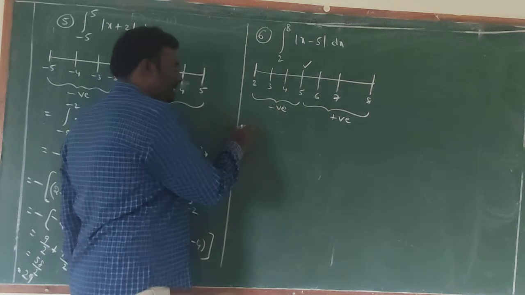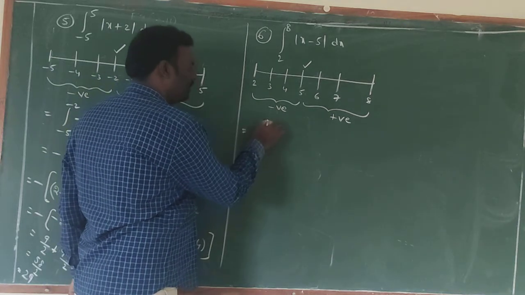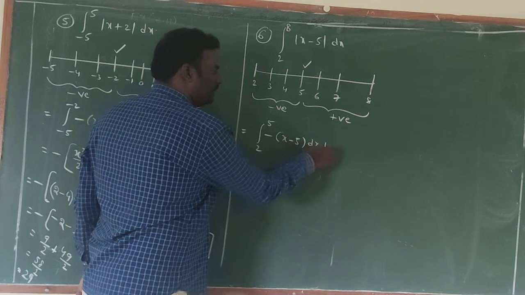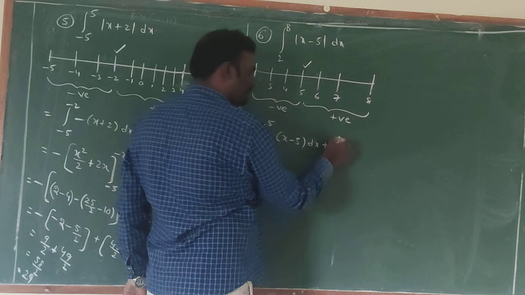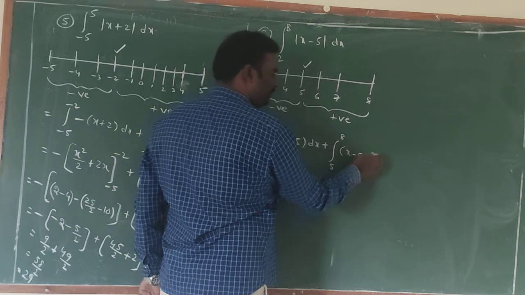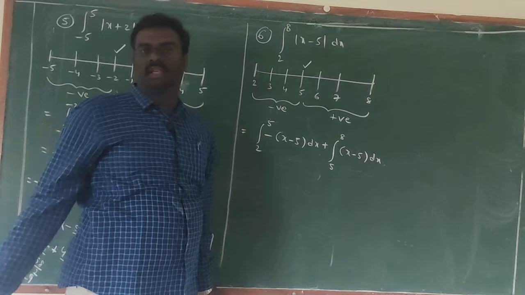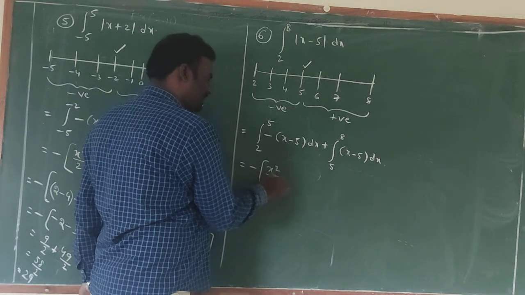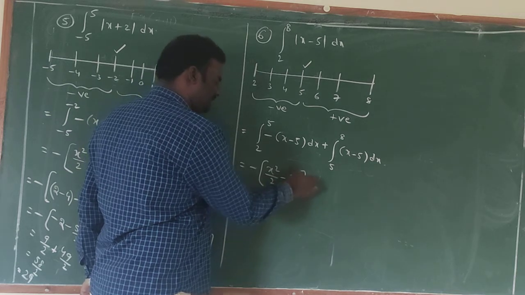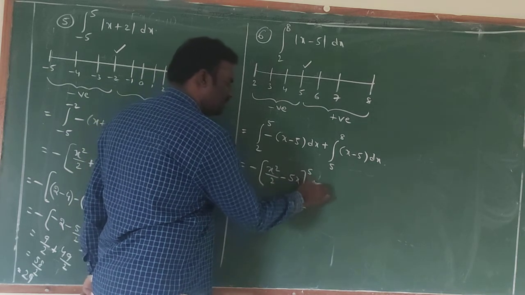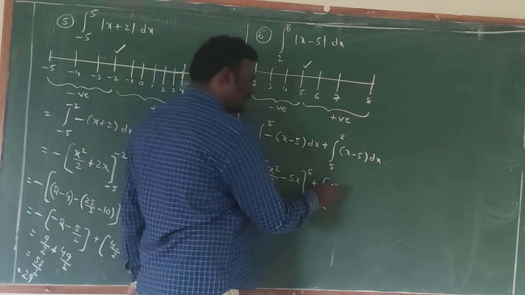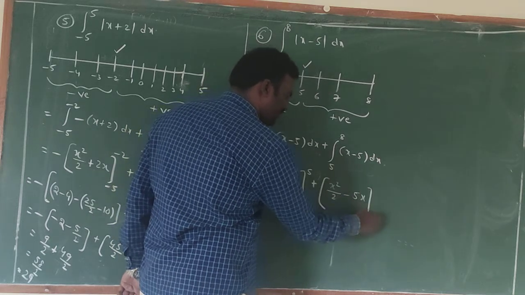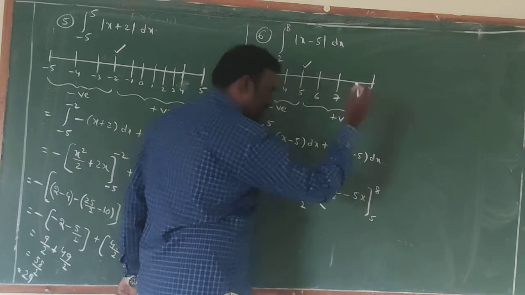Okay. Now this integration can be written as the integral from 2 to 5, where the minus symbol will come, plus the integral from 5 to 8, where the plus symbol will come. Integrate and substitute the limits. Minus, I will write outside: x integration is x square by 2, minus 5 integration is 5x, between the limits 2 to 5. Plus x square by 2 minus 5x between the limits 5 to 8.